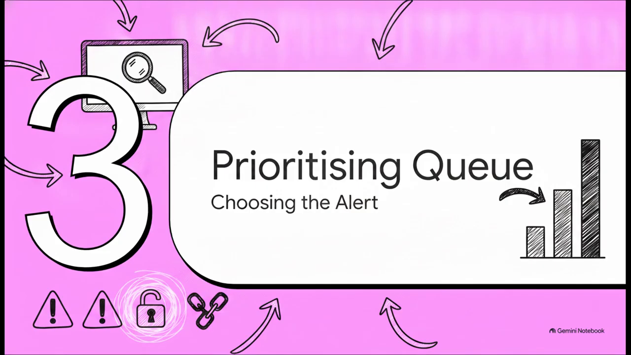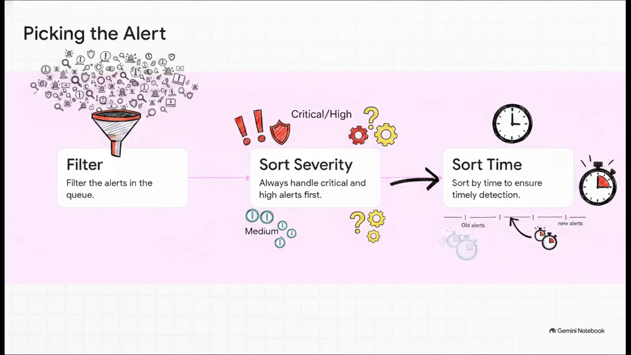Which brings us to Section 3, prioritizing the threat queue. How do we choose the alert? Okay, so you are looking at a full queue with hundreds of items. Which one do you actually pick first?